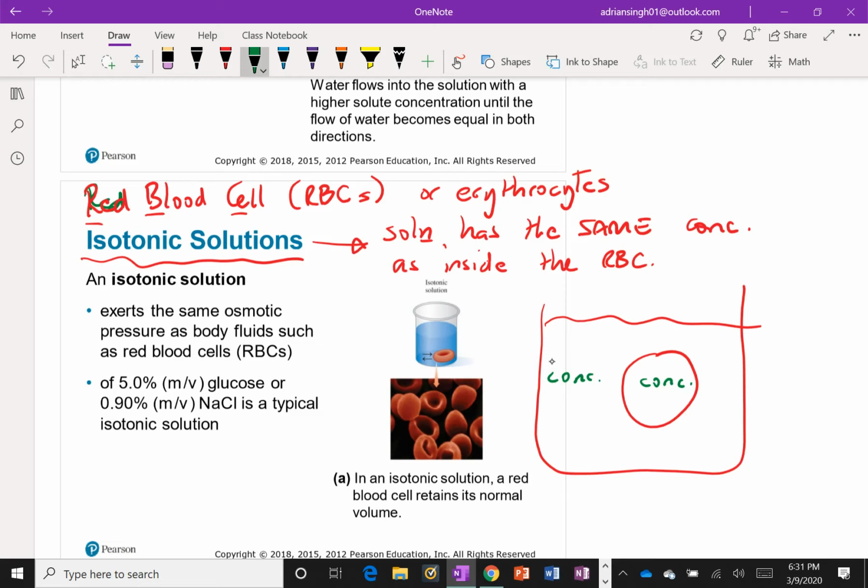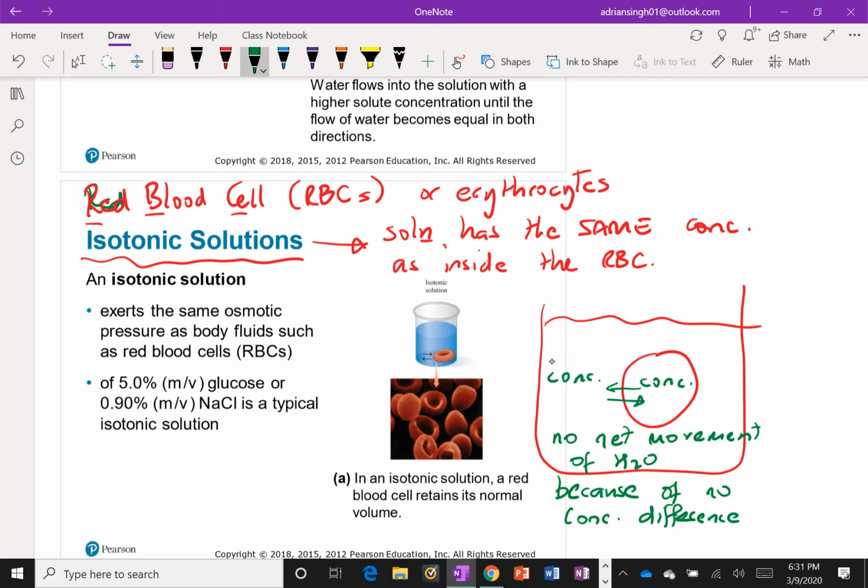Well, it's actually going to move both ways, but equally. So there isn't going to be a net movement of water. So water is going to move in, but the same amount of water is going to move out. Right? So there is no net movement of H2O because of no concentration difference. Right? So there isn't anything driving the net movement of water in one direction versus the other.